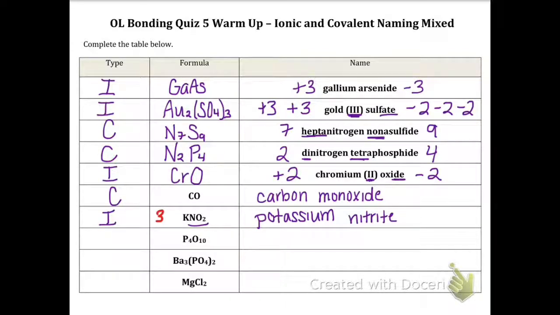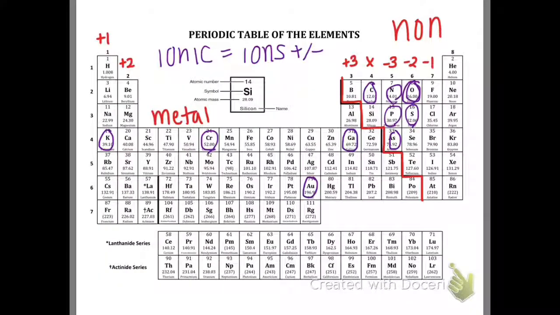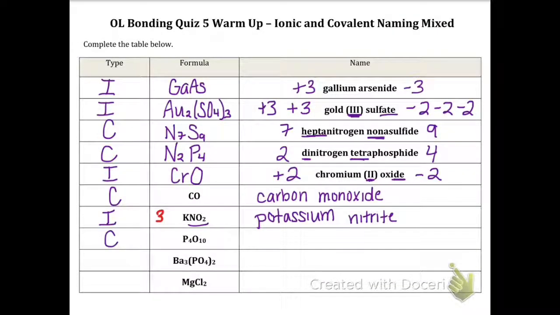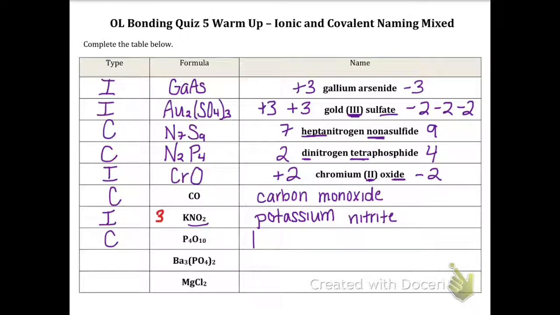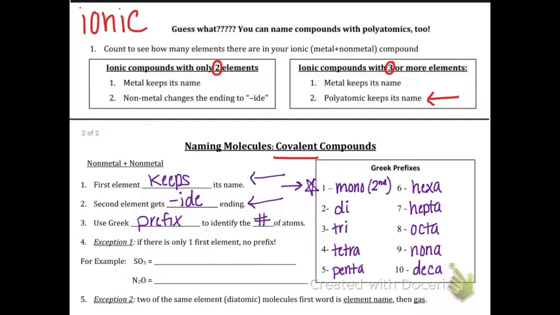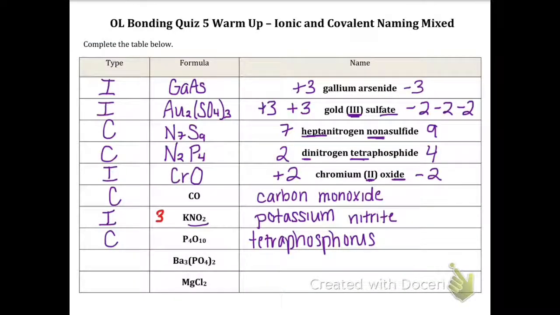Okay, next, P4O10. Look at your periodic table. P and O are both nonmetals, so this is a covalent compound. Remember, we got to use prefixes. What is a prefix for 4? Think of the game, Tetris. So this is tetra, and it keeps its name phosphorus. Then 10 is deca. That oxygen must end in an IDE, so this becomes decoxide.